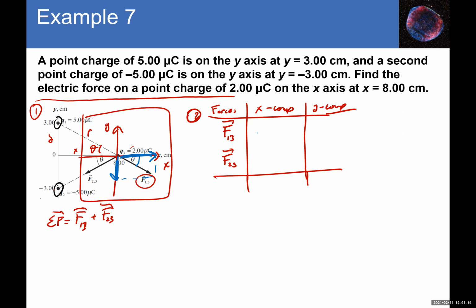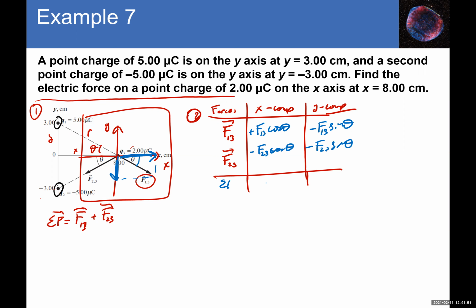So F13 becomes: the X component, F13 cosine theta, and the Y component, F13 sine theta. Fourth quadrant means X is positive, Y is negative, which you can see from the direction as well. F23 is in the third quadrant, same thing. I have F23 cosine theta, because theta is with respect to the negative X-axis, and F23 sine theta, both negative because it's the third quadrant.